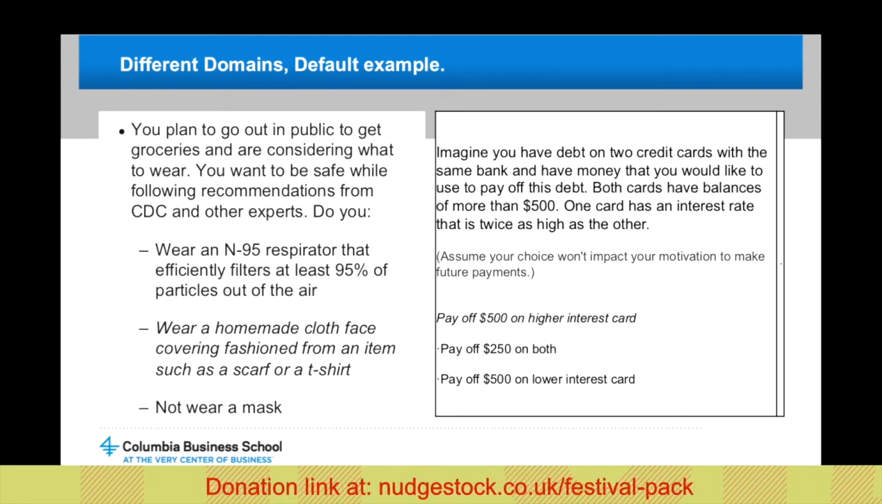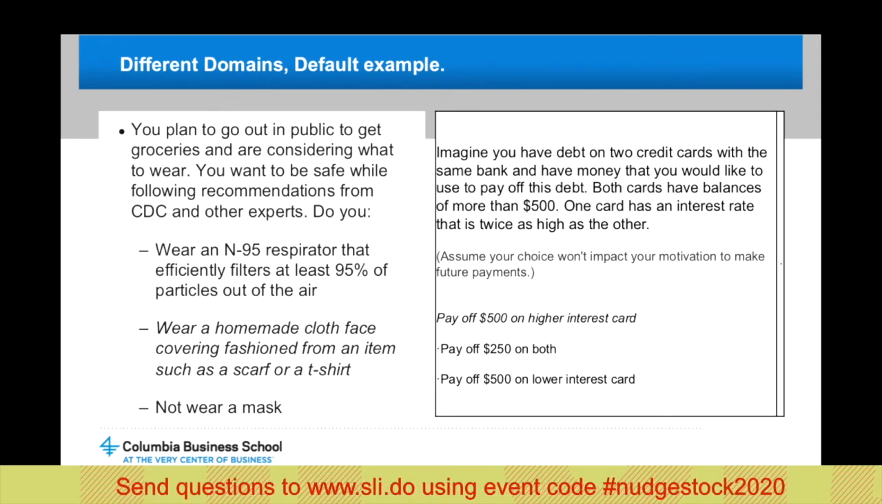We try to make these not simple math problems, but logic problems at best. And you could either pay off the $500 on the higher interest card, pay off $250 on both, or pay off $500 on the lower interest card. Again, we could change what the default was.